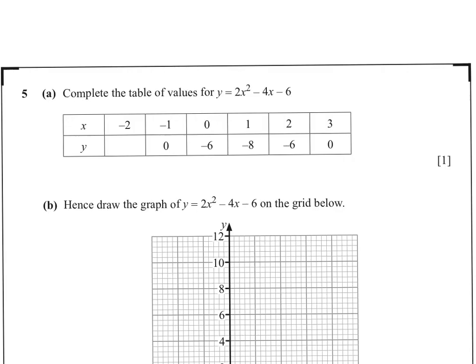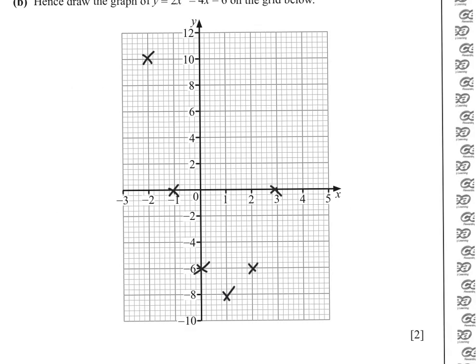We've got to fill in the missing value, and that will be 2 times minus 2 squared minus 4 times minus 2 minus 6. You need to be really careful putting this into your calculator using brackets around the negative numbers. And this gives us a value of 10. Plot the points and then we join them up. One sweeping action going through all of the points and making sure at the bottom we have a smooth curve.